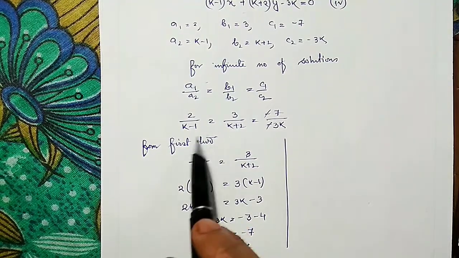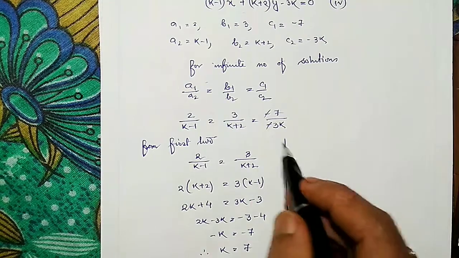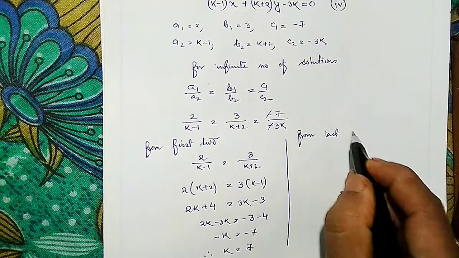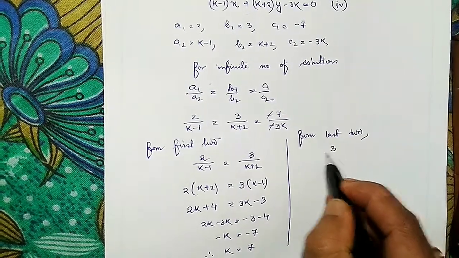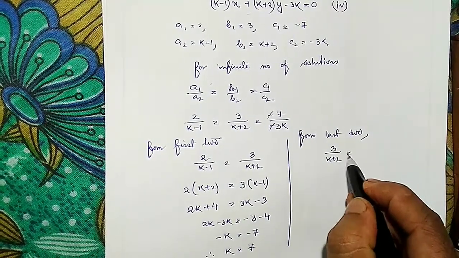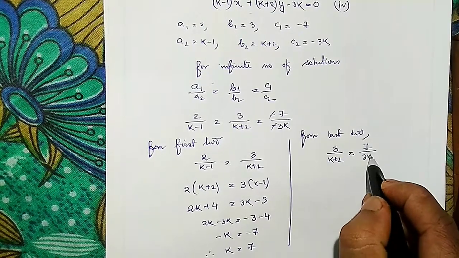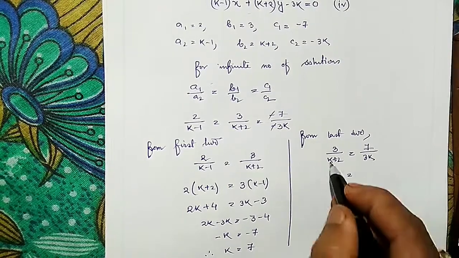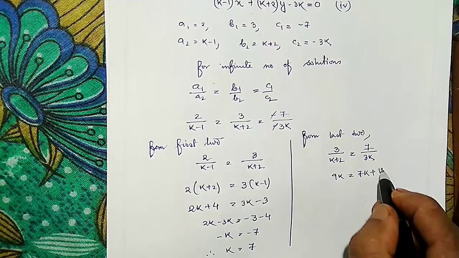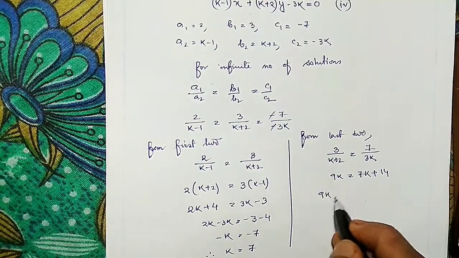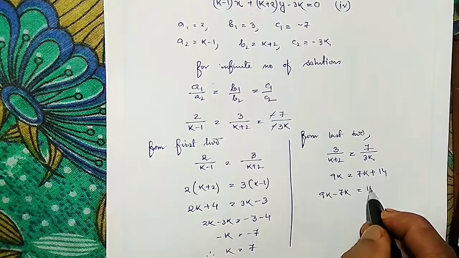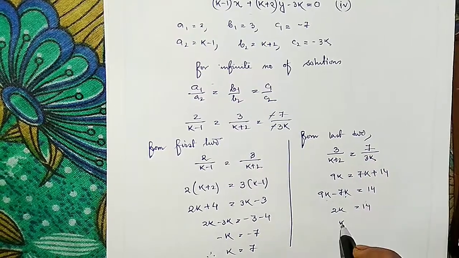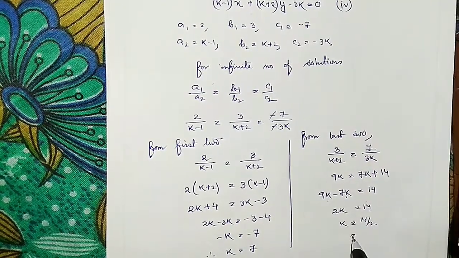From the first 2 we got the value of k is 7. Let me check from the last 2. From the last 2, 3 by k plus 2 equals 7 by 3k. So if I cross multiply, I am going to get 3 threes are 9k, 7 into k, 7k plus 7 twos are 14. So 9k minus 7k equals 14. 9 minus 7, 2k equals 14. So k equals 14 by 2 equals 7.